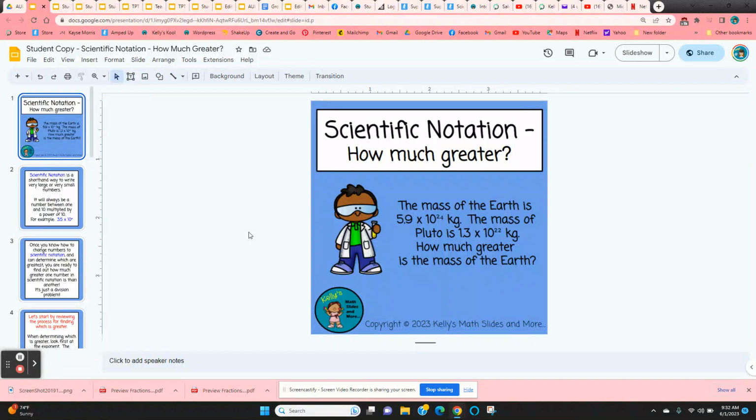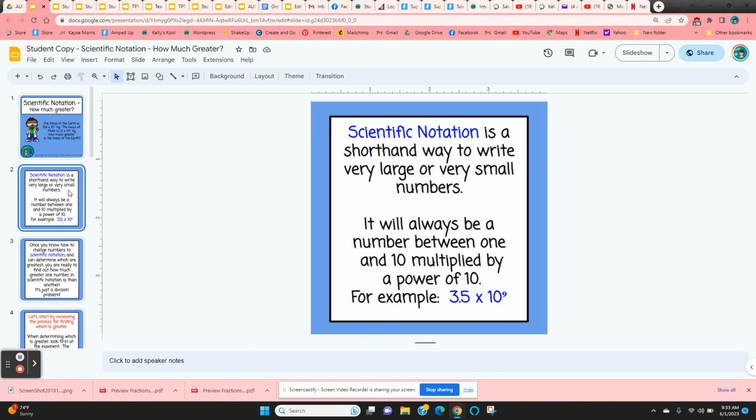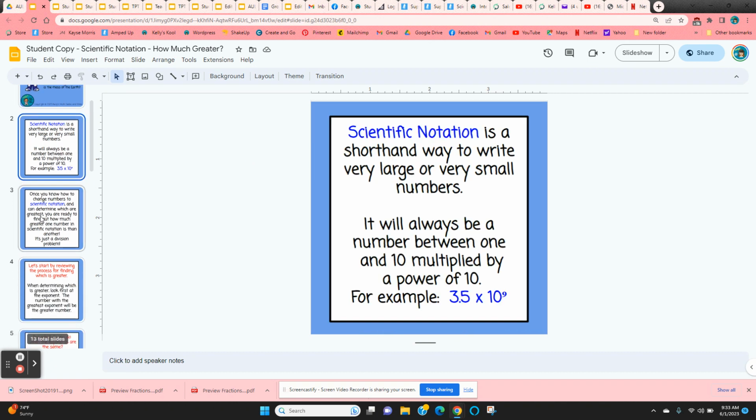Scientific notation, how much greater? So this is a lesson that will come to the students. It's a digital lesson, after they have learned how to change scientific notation, how to multiply and divide with scientific notation, and how to order numbers. So it starts out just with a definition of what scientific notation is and why we use it.